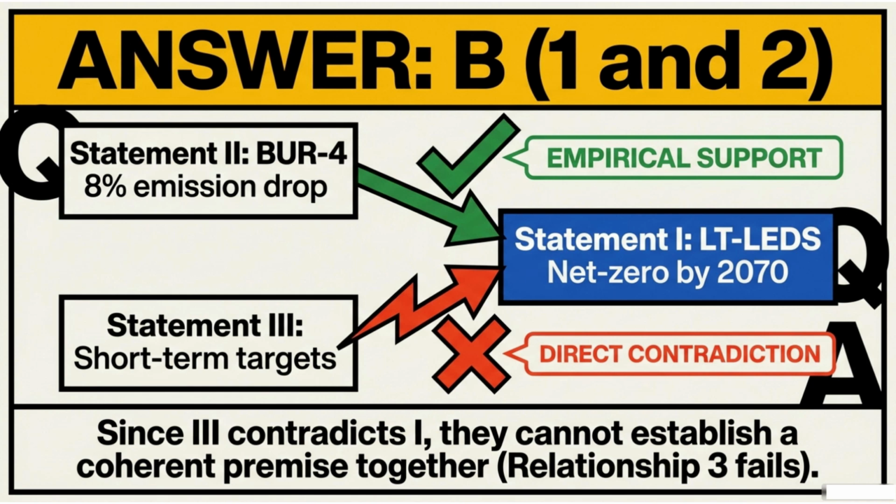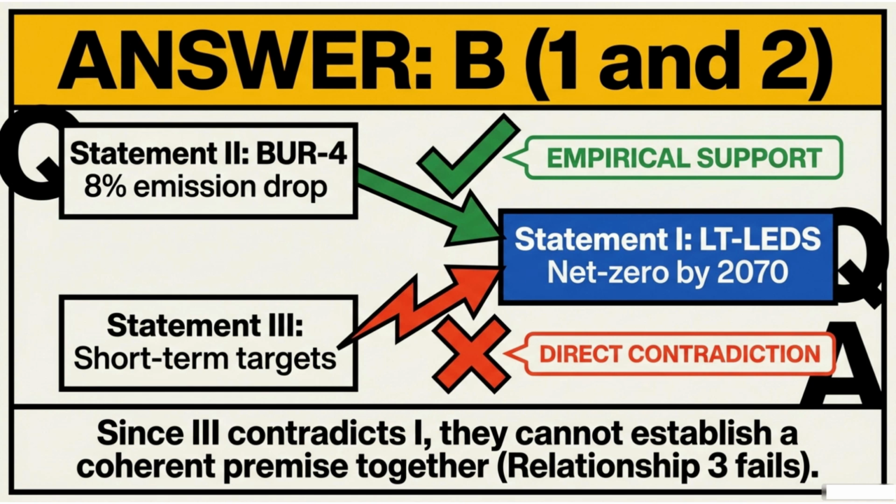This is a relationship-based question, which tests logic as much as content. Let us take it relationship by relationship. Relationship 1 says, Statement 2 empirically supports Statement 1. India's BUR4, submitted in December 2024, reported an 8% decrease in greenhouse gas emissions in 2020 over 2019. This real-world emission reduction data backs the trajectory outlined in LTLEDS, which targets net zero by 2070. Relationship 1 is correct.